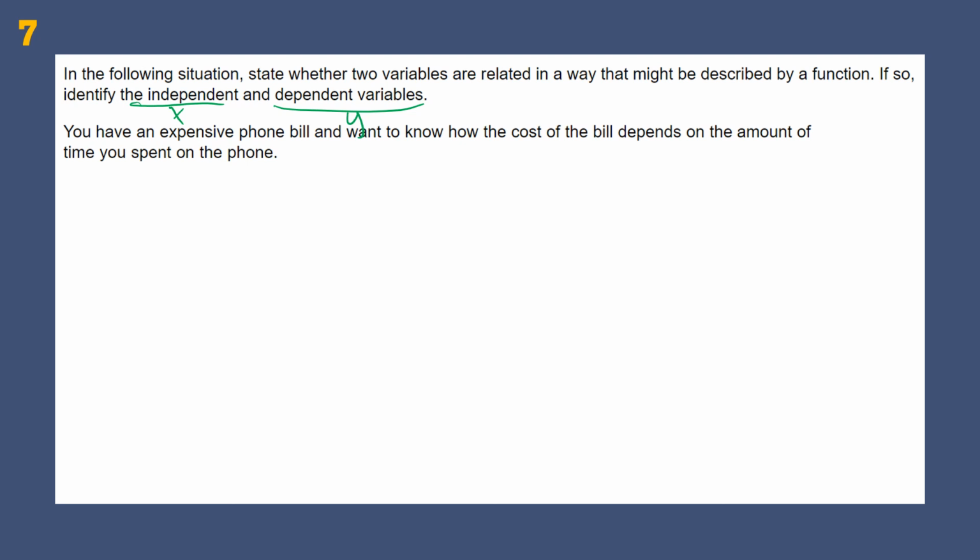You have an expensive phone bill and you want to know how the cost of the bill depends. Okay, well, they kind of gave it to us here. They said depends. Okay, so that means we're going to definitely have an x and y relationship. There's a dependent. So it says the cost of the bill, that's one part, depends on the time you spent. Okay, so which one is causing which? So which one depends on which, okay?